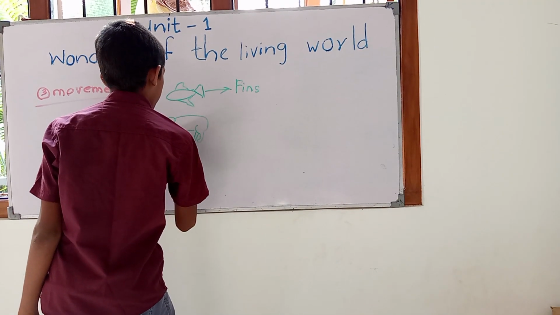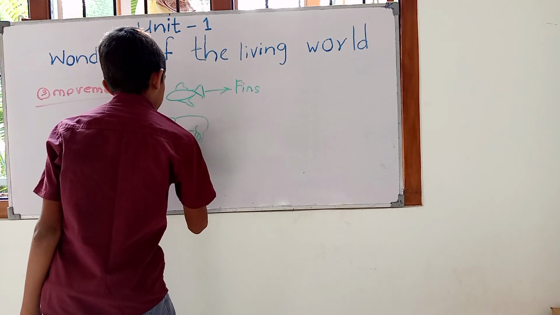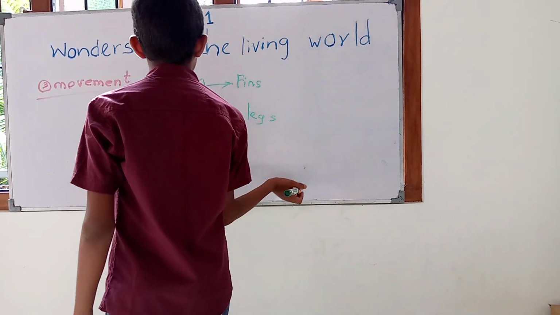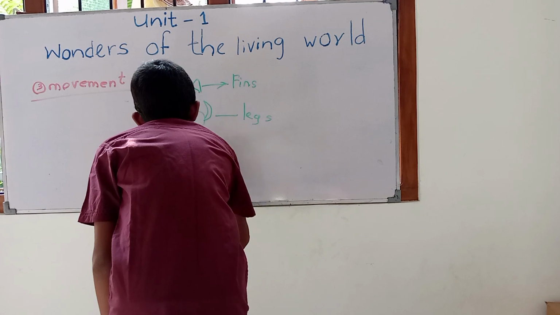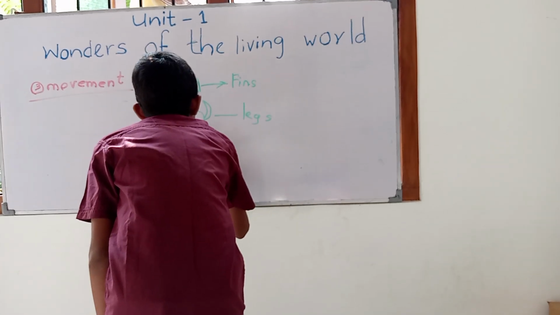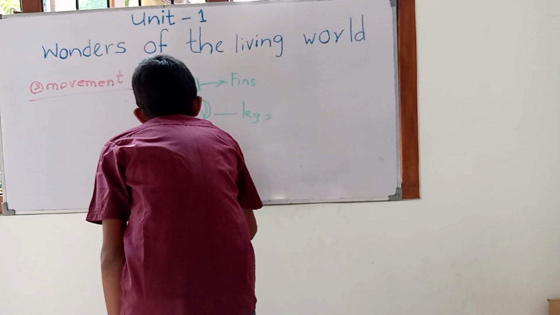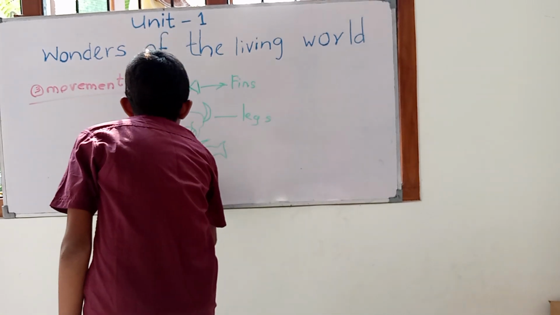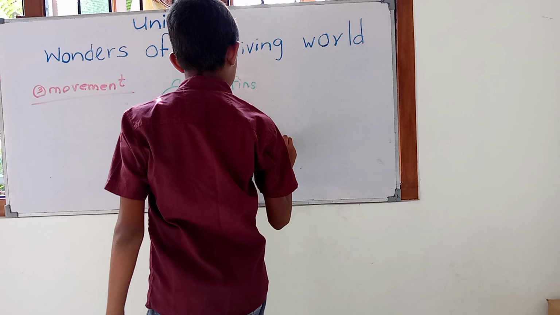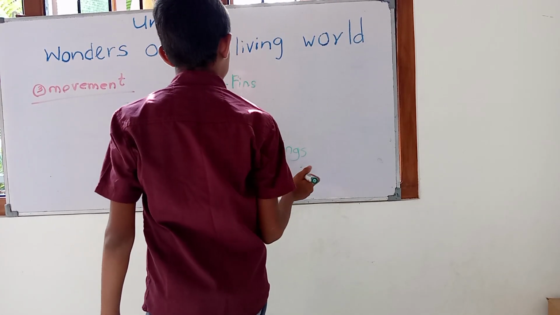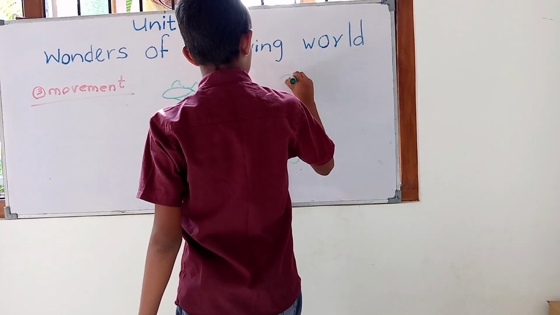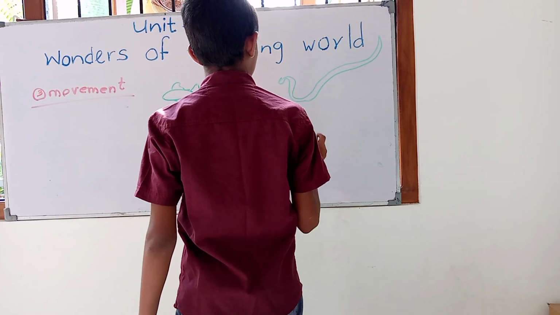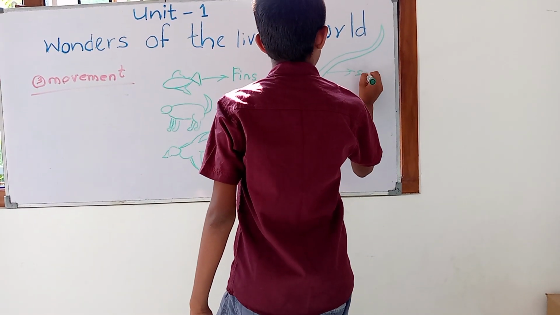Dogs have legs. Birds have wings, and as for snakes, they have scales.